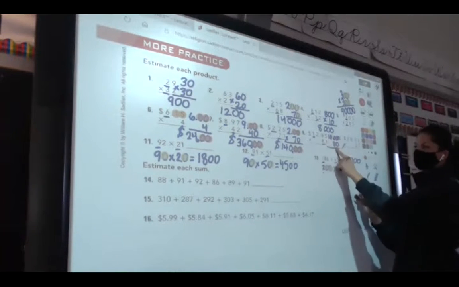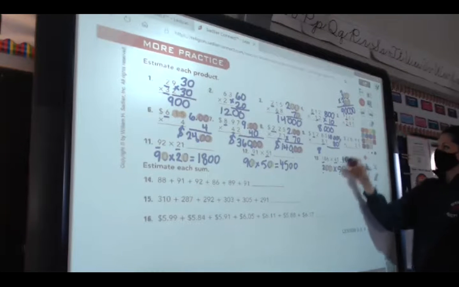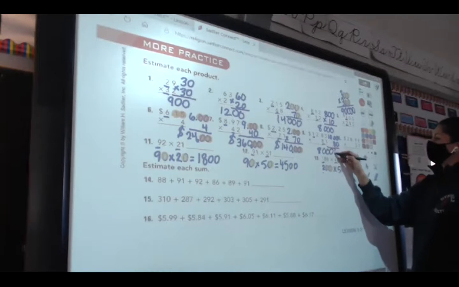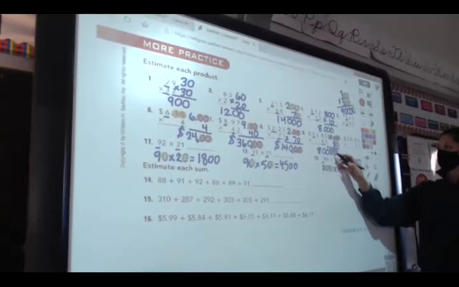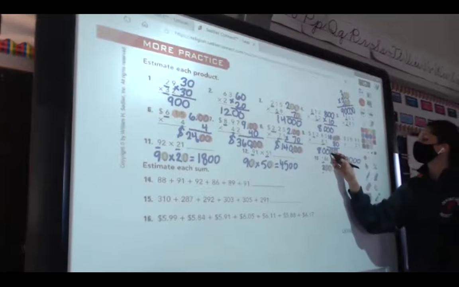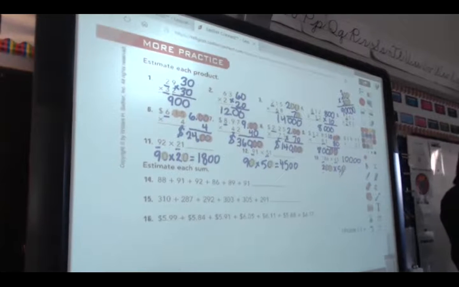Fast fact is 1 times 8? 8. Then we've got 0, 0, 0, 0. Oh my goodness. But how many of those zeros are decimal zeros? 2 of them. Put the decimal point in between your whole numbers and your decimal numbers. So that should be $800.